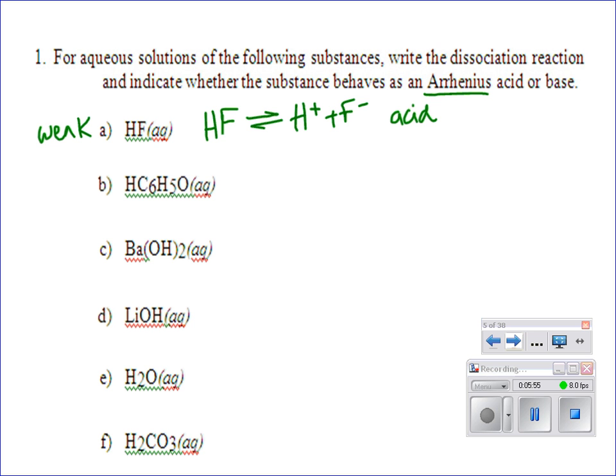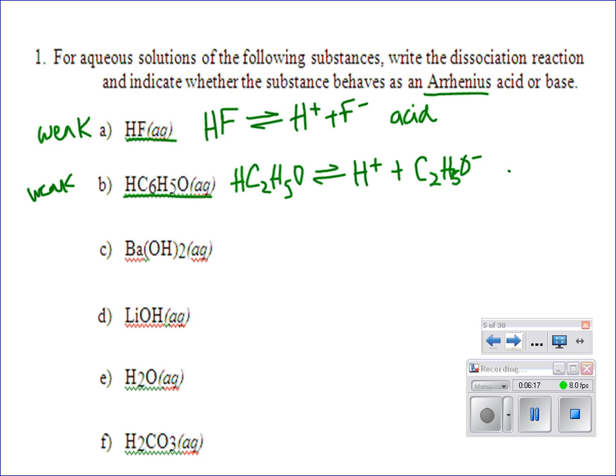Okay. What is this one, strong or weak? Weak because it's carbon containing. It's organic. So this is going to require an equilibrium situation. And we get H+ plus C2H5O-. Is that an Arrhenius acid or base? Acid. Okay.